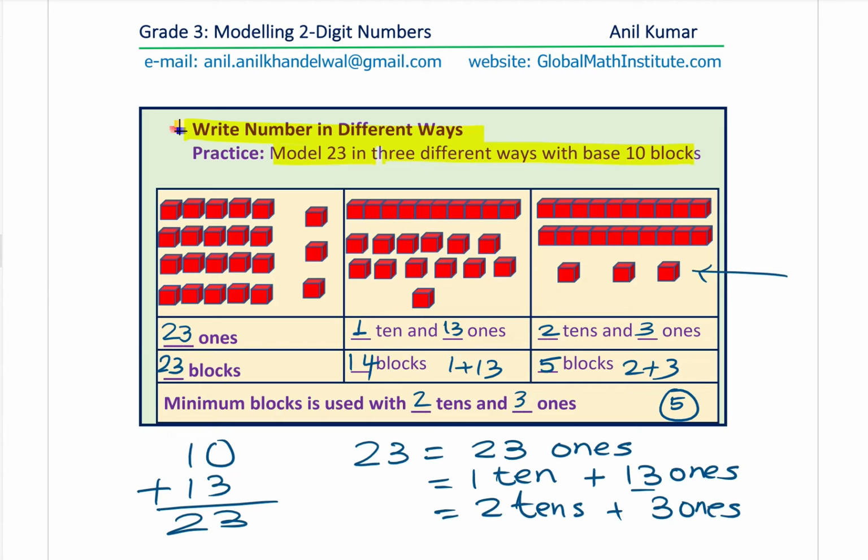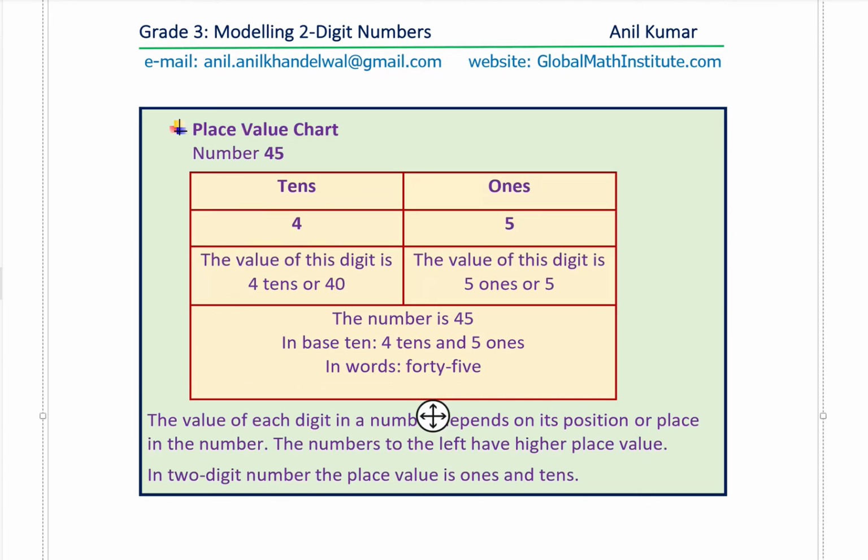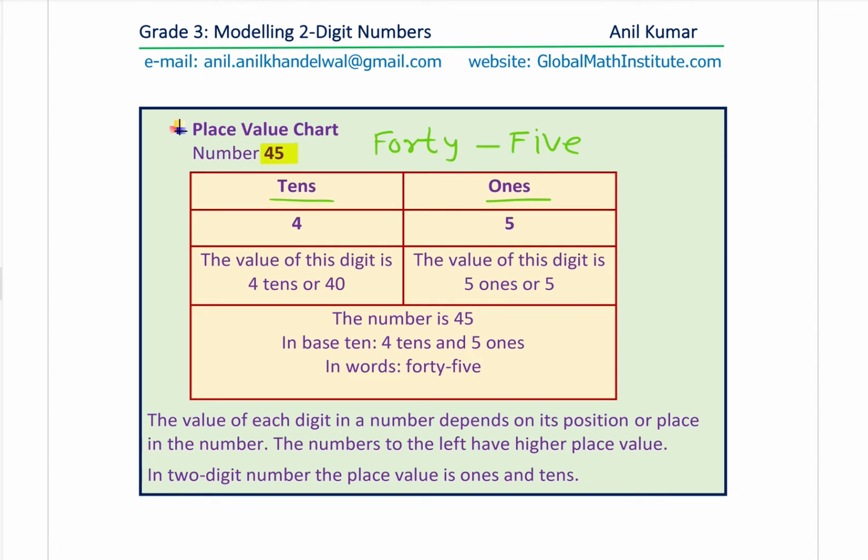Perfect? Right. Now I think you have understood the concept of base 10 blocks. Let's check the place value now. Okay, let's consider the number 45, right? 4 and 5, 45. So we say 5 are the ones and 40 are the tens. Do you see that? So that is how we get our place value chart.